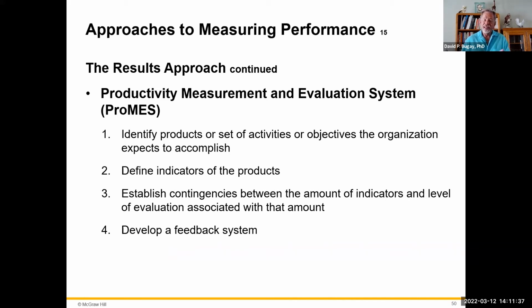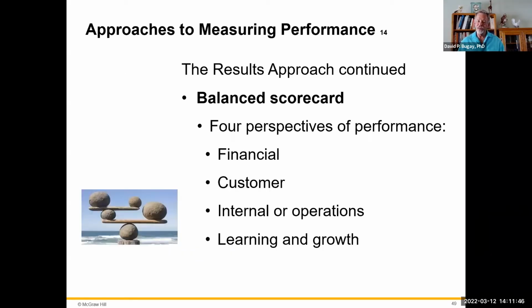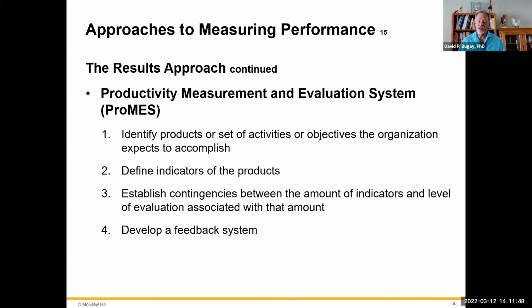This one over here, it's a little bit long. Productivity measurement and evaluation system as you go through. So ProMES as you go through, and it really is very similar to this one back here, the balanced scorecard, because you're identifying activities or objectives that you hope to accomplish, and you have indicators of the product as you go through, and you want to have a really good feedback system. All these areas, they're very good because it forces you to have dialogue that's quantifiable and different kinds of reports.